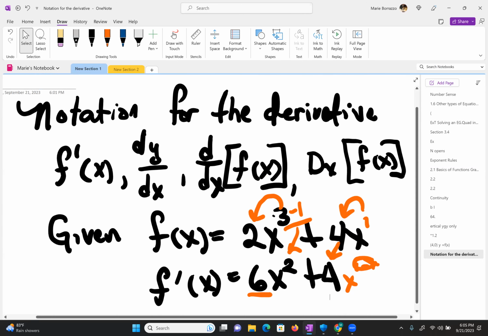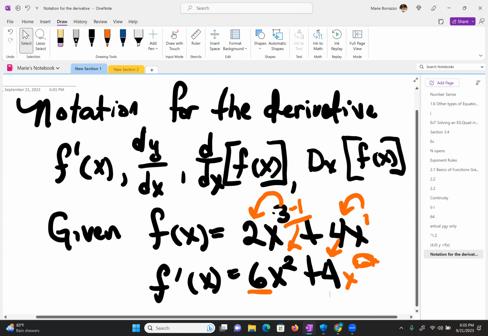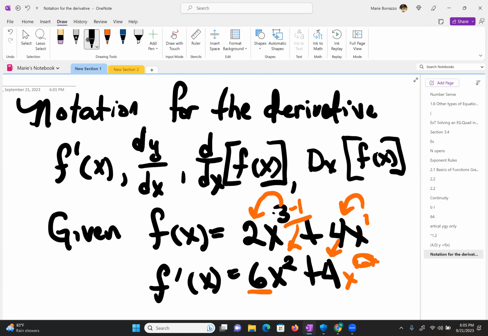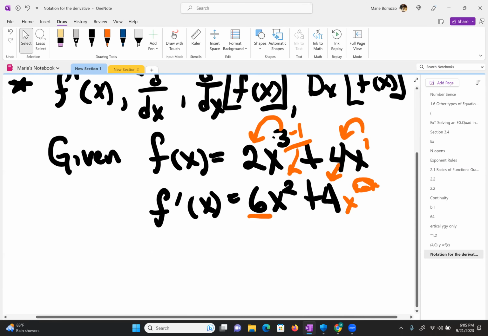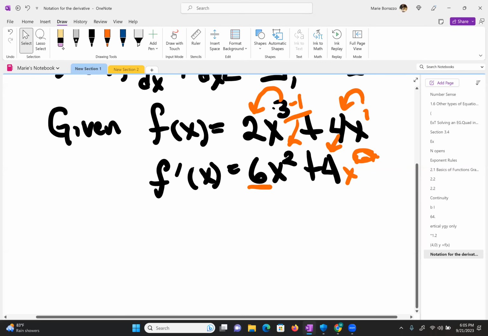So I'm going to go back and just restate what I said there, which was, first of all, remember the notation for the derivative: either f prime of x, or dy over dx, or d over dx of f of x, or capital D of x of f of x. So these are all ways that we denote it. And I'm sharing with you a simple example of a function.